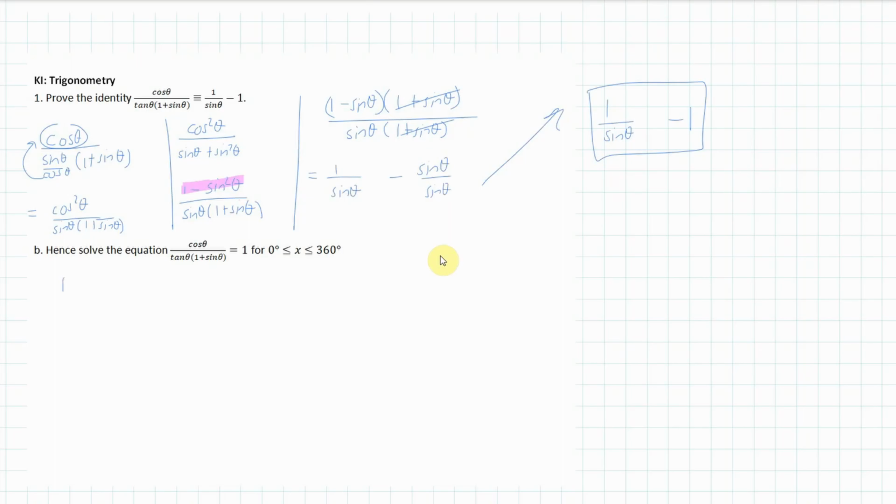So now we're just going to go 1 over sine theta minus 1 equals 1. So we get 1 over sine theta equals 2, and therefore sine theta equals 1 over 2. So theta equals the inverse sine of 1 over 2, and therefore theta is equal to 30 degrees. And of course by symmetry, we've got another one over here. So that's 150 degrees.